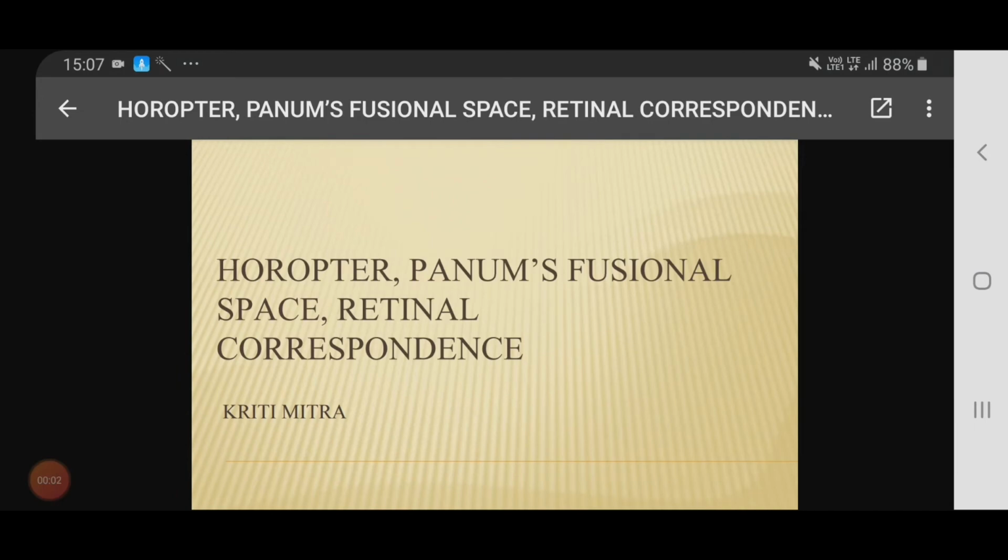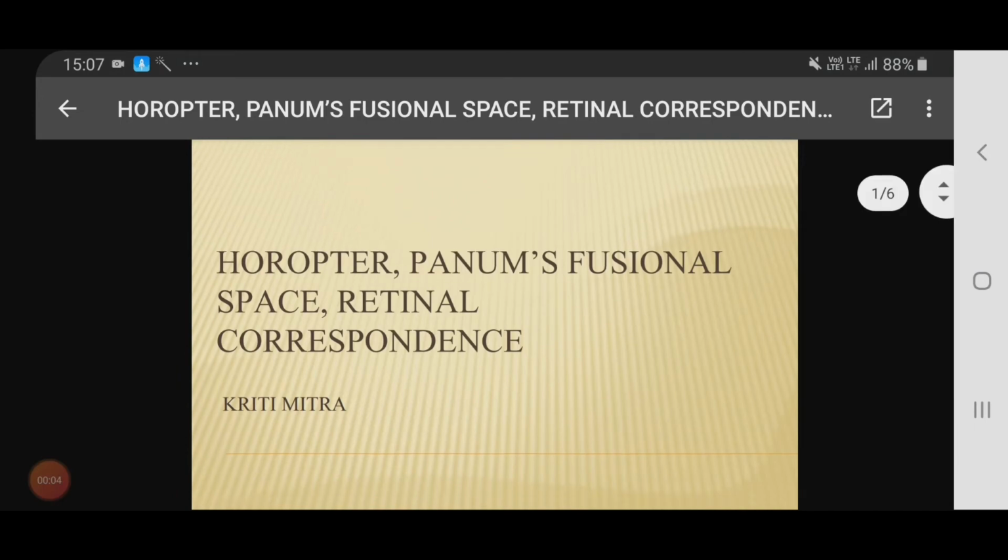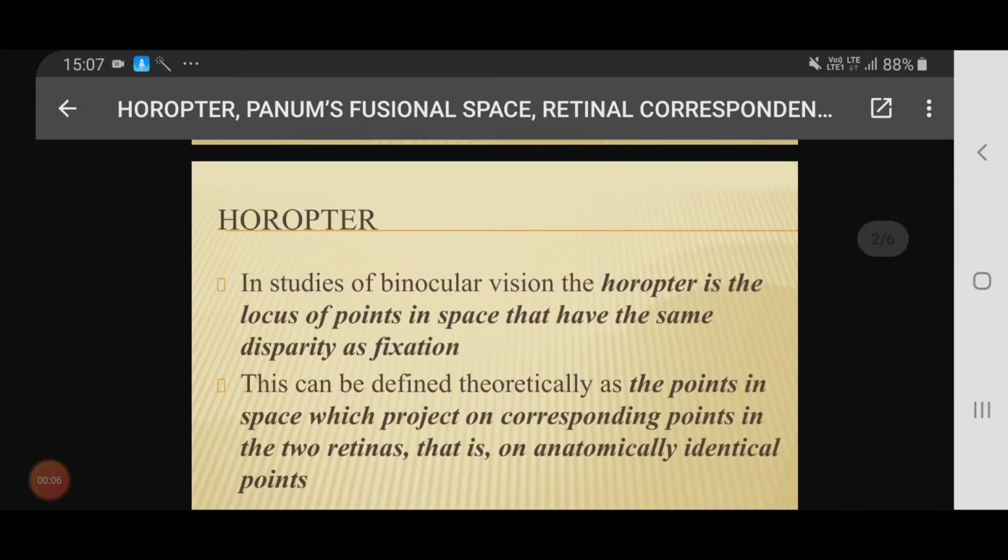Now let's talk about Horopter and Panum's space. So what is a Horopter? A Horopter is a locus of points in space that have the same disparity as fixation. Or else, theoretically, we can say that the points in space which project on corresponding points in the two retinas, that is, on anatomically identical points.